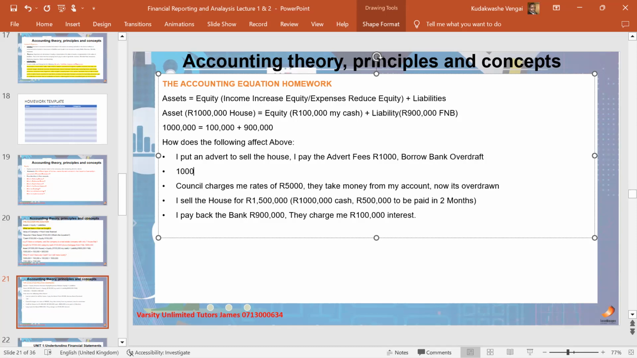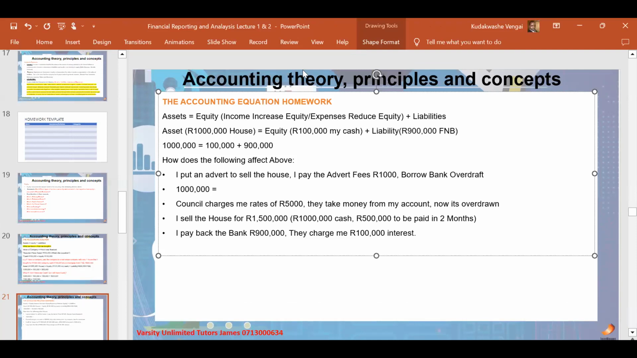The asset of the house is still there, equals to, what about my equity? Remember, I told you guys that income increases equity and expenses reduce equity. The 1,000 that I am going to pay for this advert is an expense for the organization. So it's going to reduce my what? My equity, right? So I'm going to say minus 1,000 on my equity there.